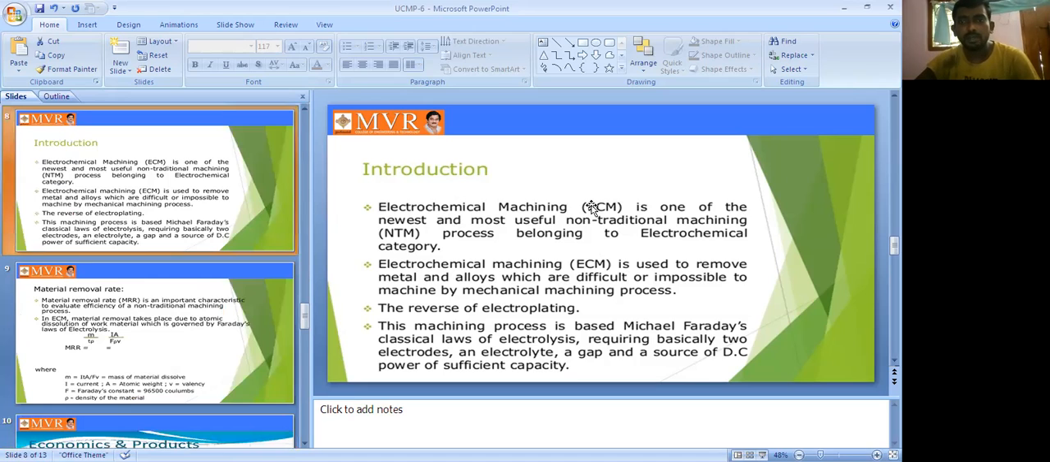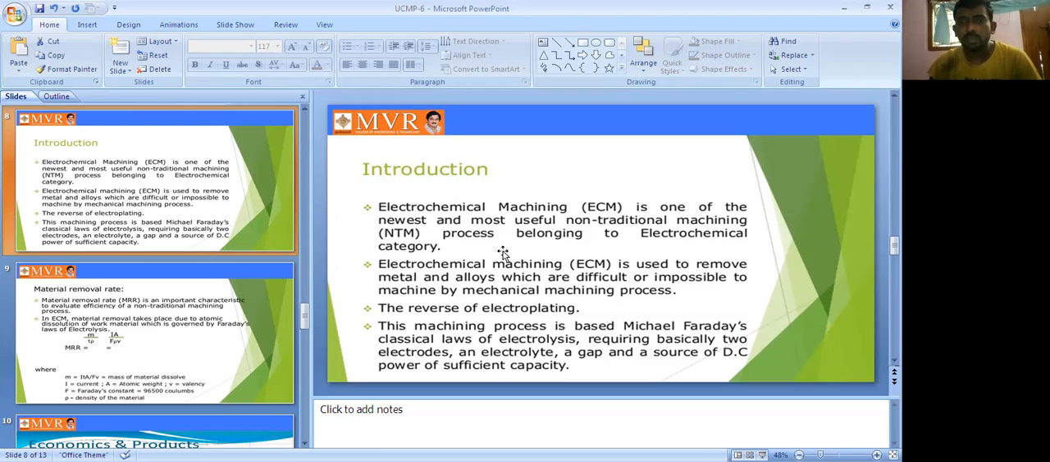See here, electrochemical machining process. Electrochemical machining is one of the newest and most useful non-traditional machining processes belonging to the electrochemical category, which is also our unit's category. Nowadays we mostly use ECM. In olden days they used only conventional machining processes, but nowadays different kinds of machining operations have been introduced, one of which is ECM.